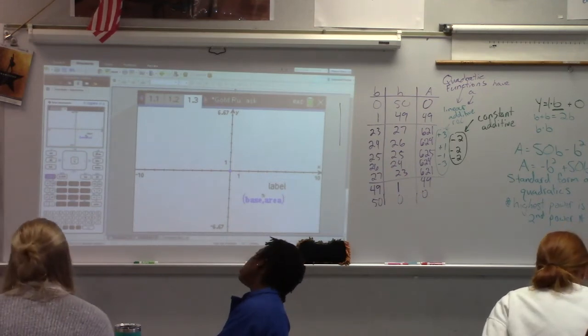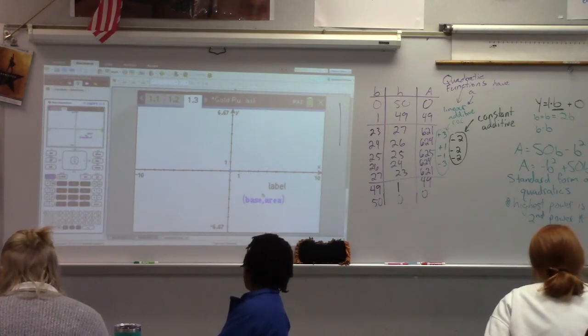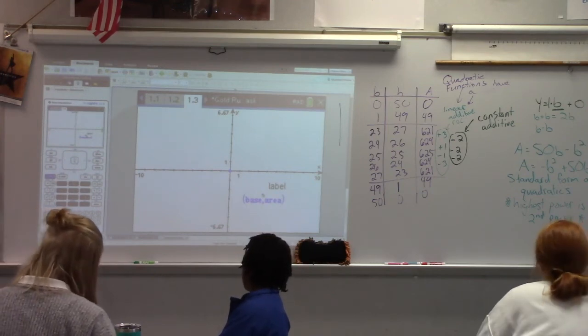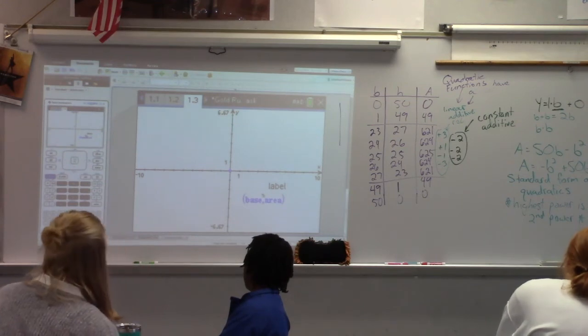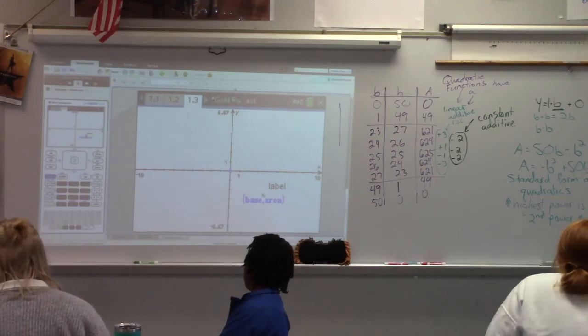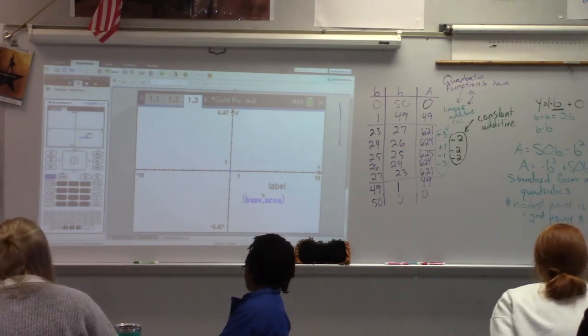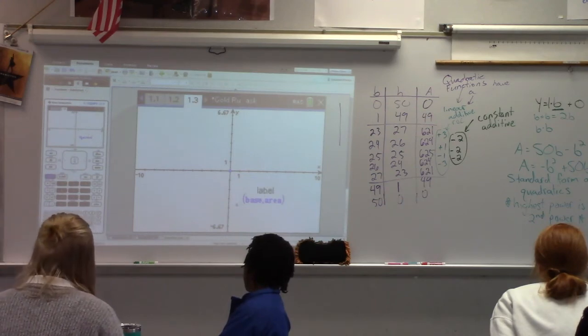Think about the values in that table. The height, or the base, goes all the way up to 50, doesn't it? Look at the area, it goes all the way up to 625. Can I see that in my current window? So I need to do a thing in the calculator again. So what button am I going to press?